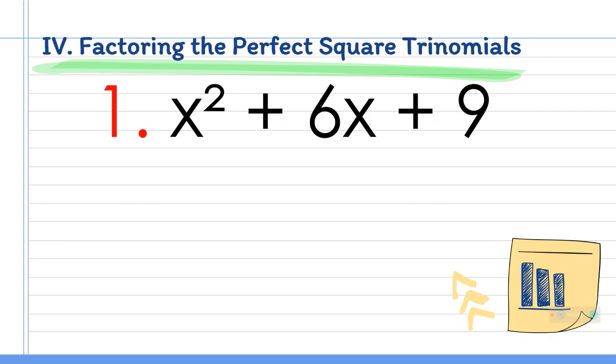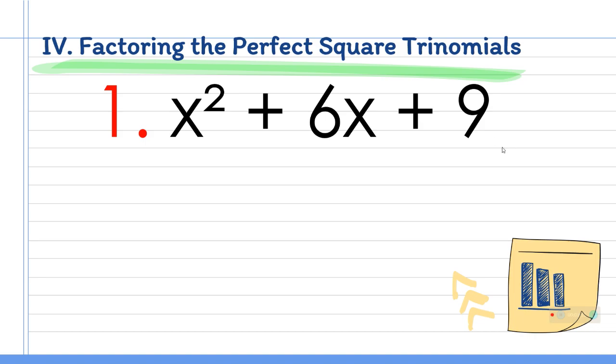So let us factor x squared plus 6x plus 9. For your information, it is already an example of a PST or perfect square trinomial because the first term is a perfect square, the last term is also a perfect square, and the middle term, if you are going to check, is twice the product of the square root of the first term and the last term. So, how can we factor this out?